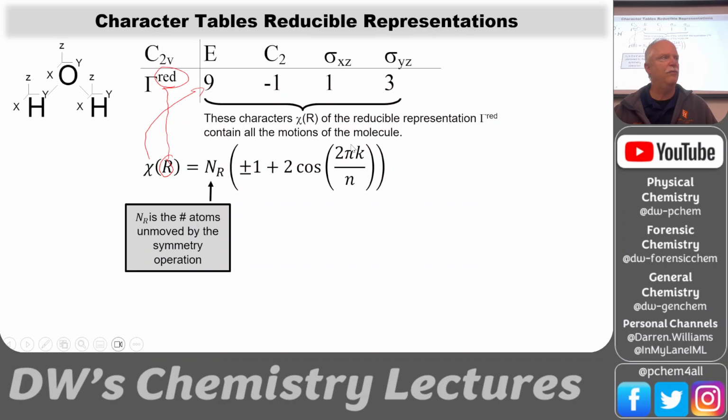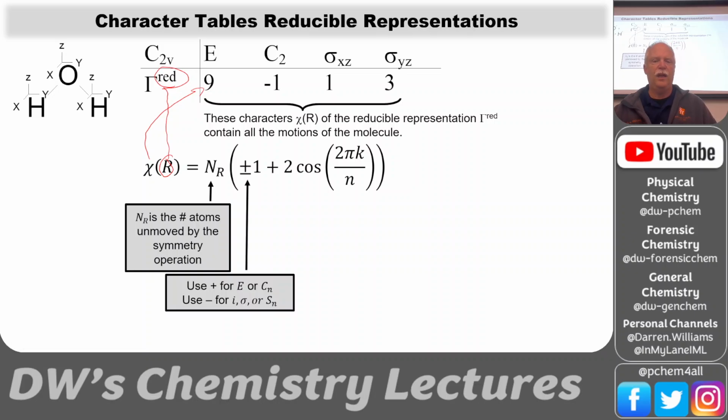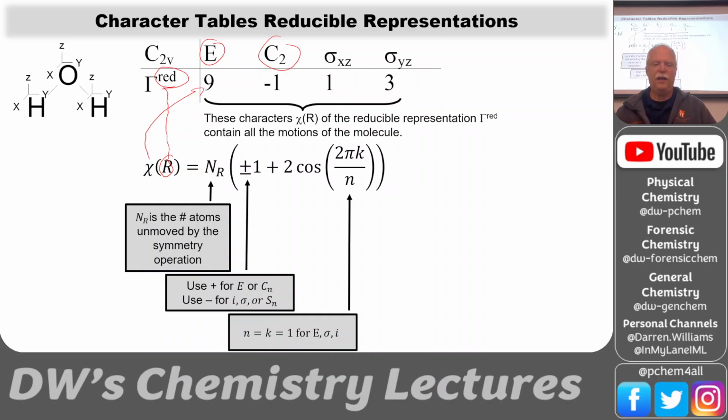Do y'all have that in your notes, or do you have blanks? You have it in there? Okay. And then this plus or minus 1, you have to pay attention to which one you're using, whether it's E or C2, etc. It's a plus when you're using E and C rotations, and it's a minus for inversion or a sigma plane or an improper rotation. Is everybody clear when to use the plus or minus 1? And then we have the K and the N. They're both equal to 1 for E and sigma and I.